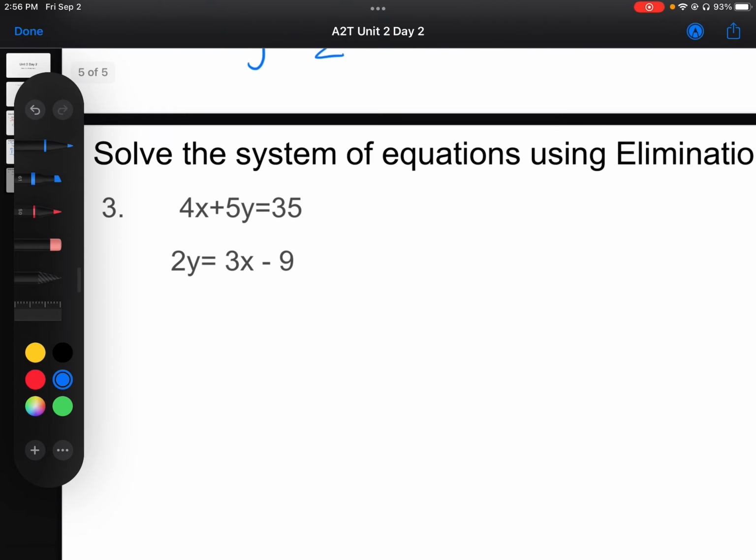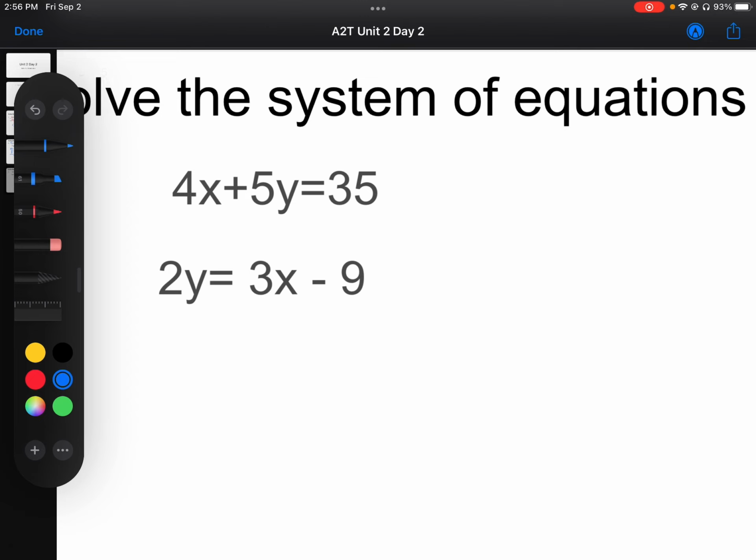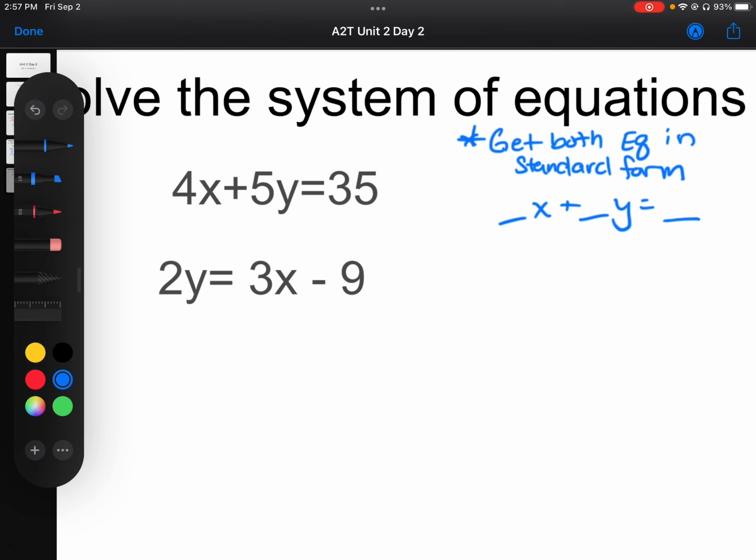Number 3. Okay, the first thing I notice is that the second equation is not in standard form. So first step is get both equations in standard form, which is where you have something x plus something y equals something, or ax plus by equals c. So I want to take this 3x, bring it over to the left. So I'm going to subtract 3x on both sides.